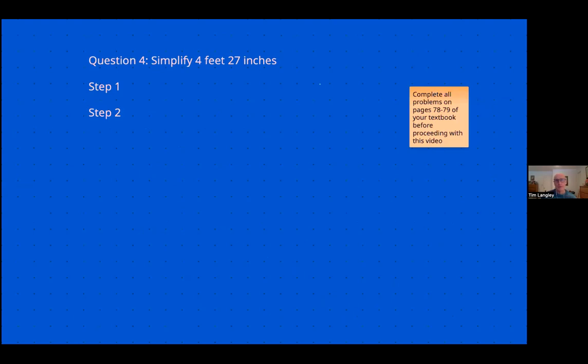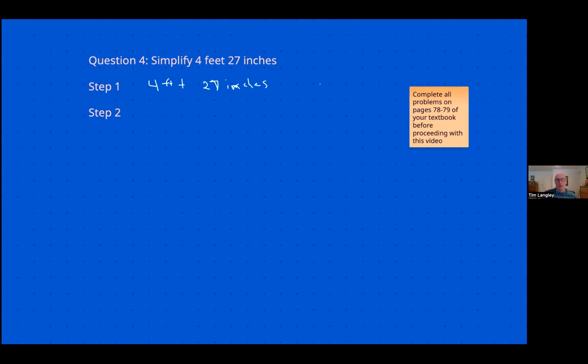We're going to talk about multiplying feet. Here's question number 4. Simplify 4 feet and 27 inches. If I rewrite this out, we've got 4 feet plus 27 inches. And here's how I do this in my head. This is inches here. So I've got 4 feet. I know I've got 4 feet. I'm going to bring that down.